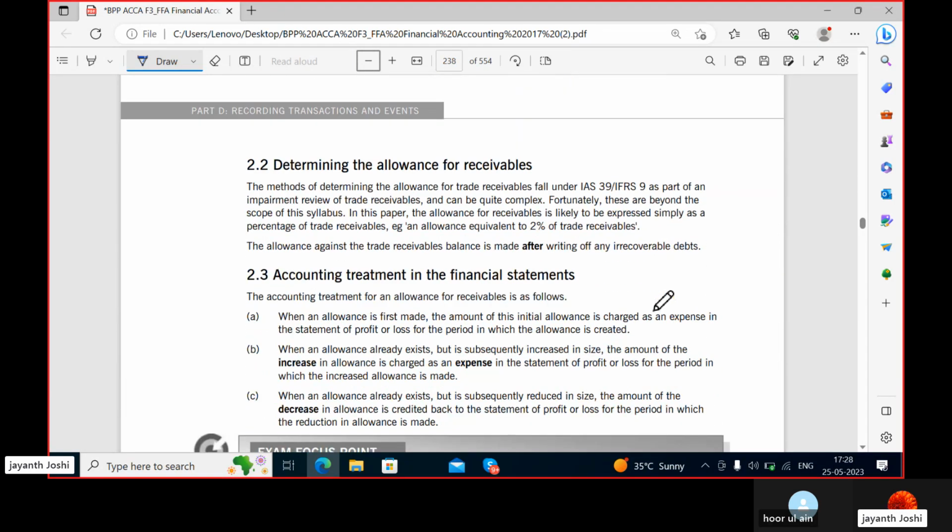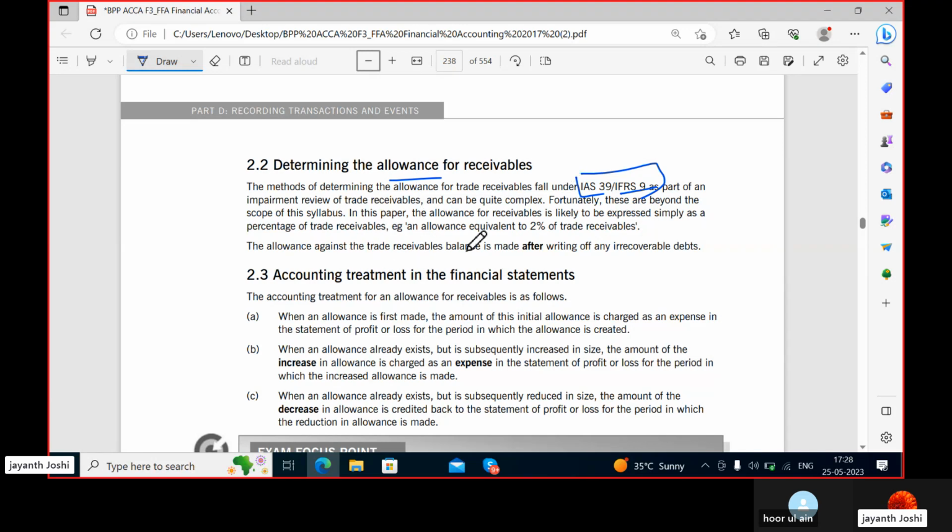Now, how to determine the allowances for receivables? The method which is followed is IFRS 9. Fortunately, this is beyond this level, so you don't have to follow it. You only have to remember that IFRS 9 is for allowance for receivables.